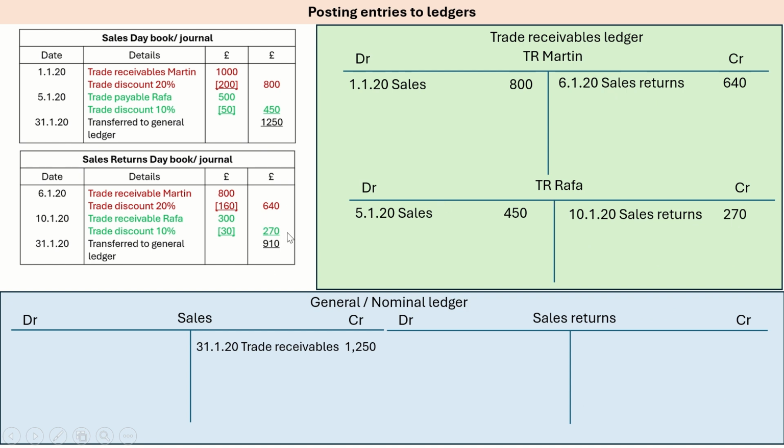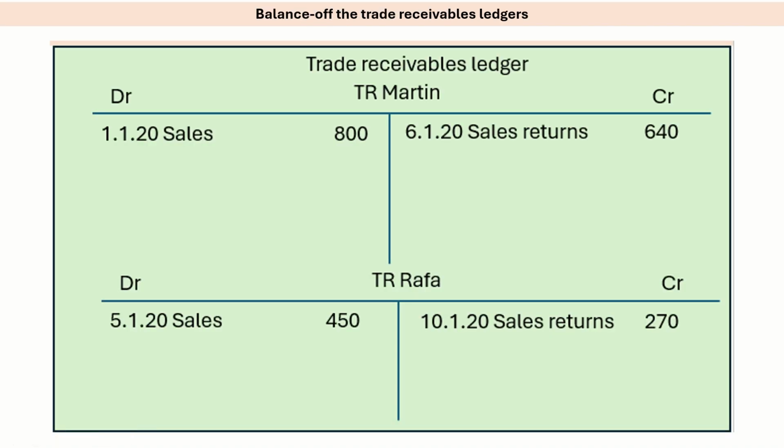Now you have the total amount of sales returns, 910. This should be transferred to the sales returns account under the general or nominal ledger, 31st of Jan 20, trade receivables 910. Now we have posted the entries to the relevant ledgers. Now let's balance off trade receivable ledgers such as Martin and Rafa.